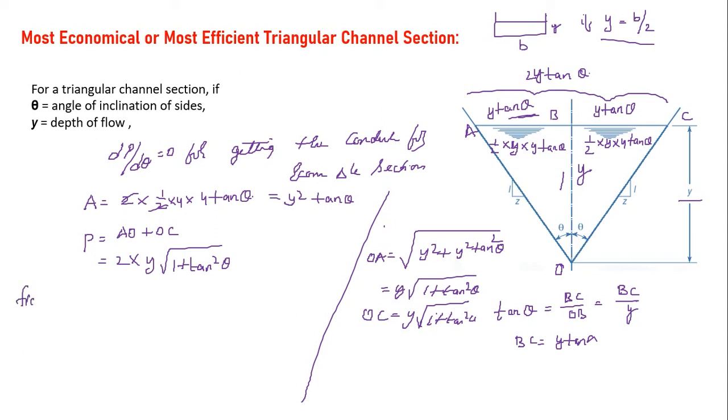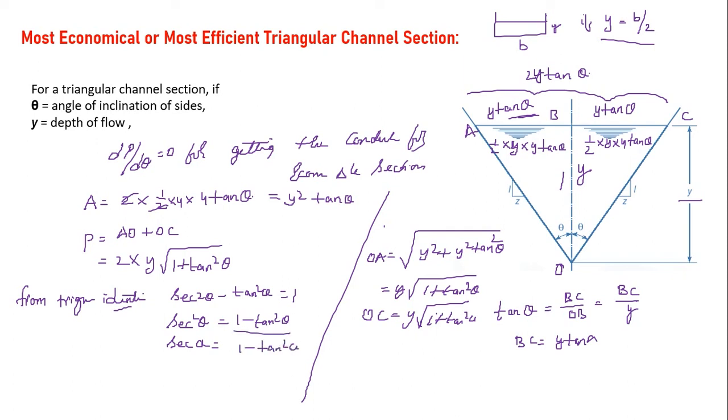But from the trigonometric identities, there are 3 identities and one of them is secant square theta minus tan square theta equals 1. So secant square theta equals 1 plus tan square theta, and secant theta equals root over 1 plus tan square theta. Therefore, here I can substitute that formula. So I can write P equals 2y secant theta.